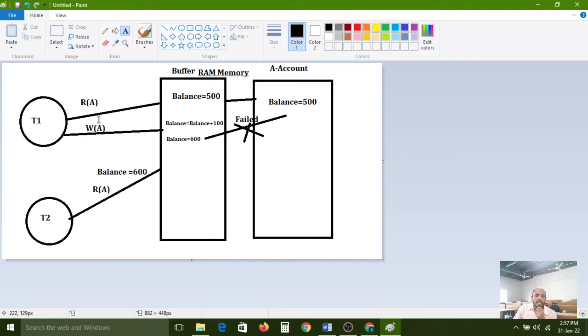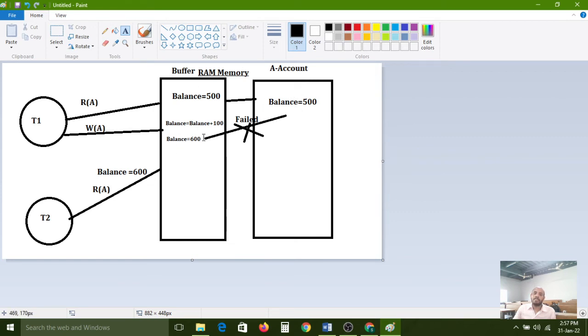If transaction 1 fails, transaction 2 will get wrong results, because these two are accessing the same A account's data from the buffer first. T1 has stored some values about the A account, so T2 is collecting from the buffer. Each and every transaction first searches the buffer to see whether the requirement is available there or not. If the requirement is not there in the buffer, then it can directly interact with the A account.